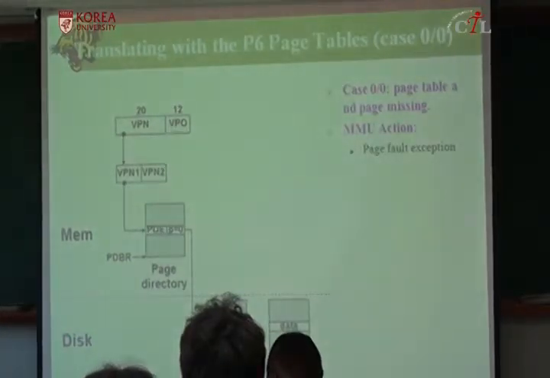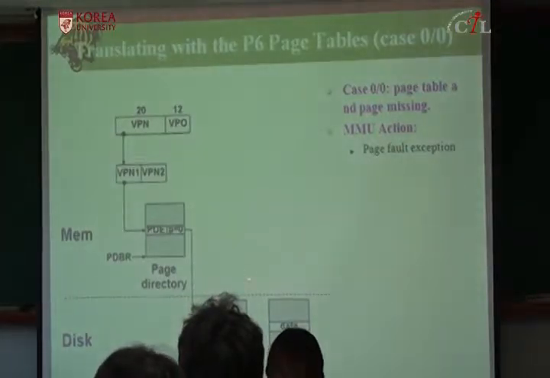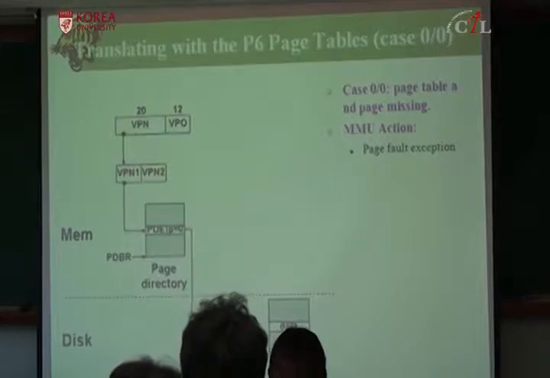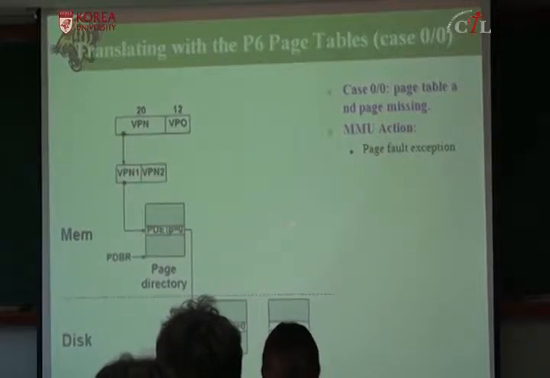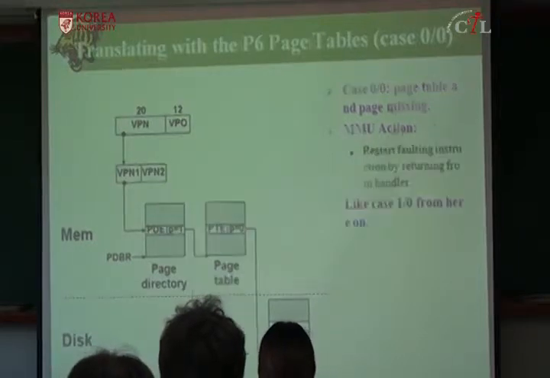And the final case is both the page table and the page are missing. So it generates a page table entry miss in main memory. You have to move the page table page into main memory first, and then it will generate a page miss. So you have to move the disk page into main memory, and so on. Okay.